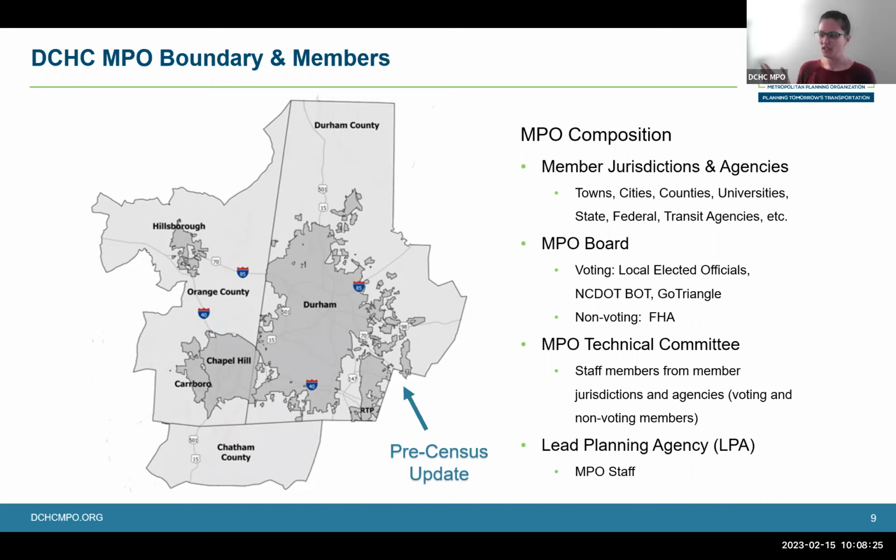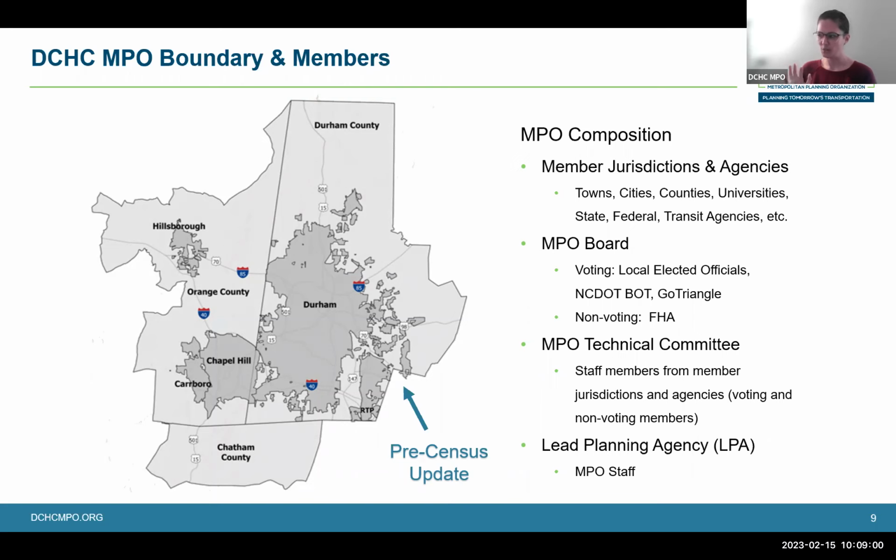So member jurisdictions and agencies, you have it at the town level, city, county, you have the universities that are brought in, you have to talk with the state, make sure everything matches what's going on at their level and so forth. You have the transit agencies. On the MPO board, you have voting and non-voting members. So the board ultimately goes through and approves what the MPO wants to do. This boundary map is showing the MPO area.